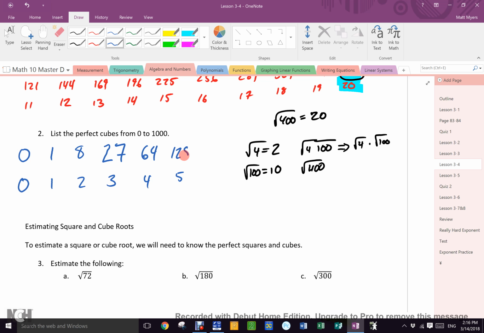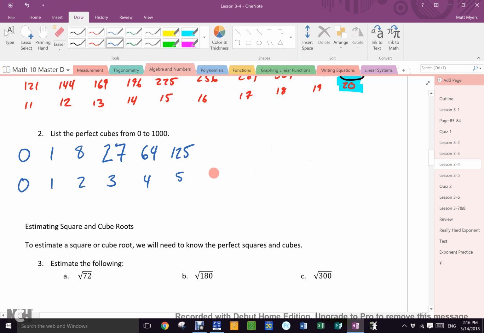I've got to erase all this black stuff here. Sorry, guys, I didn't leave enough. Oh, no. 216. You can do this with your calculator. 6 is 216. 7 is 343. 8 is 512. 9 is 729. And 10 is 1,000.